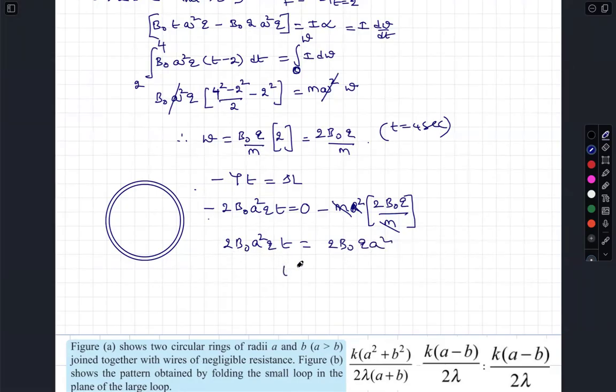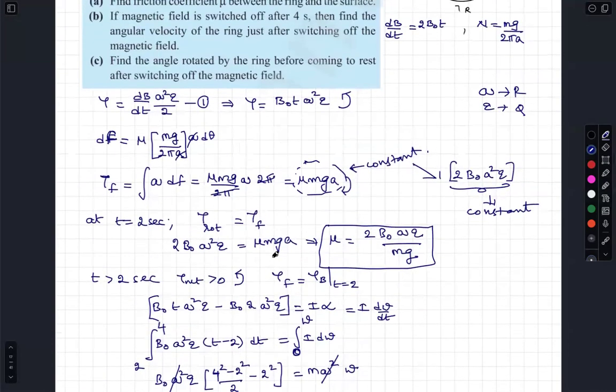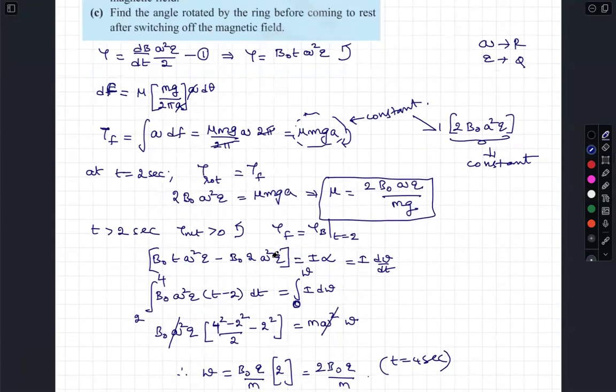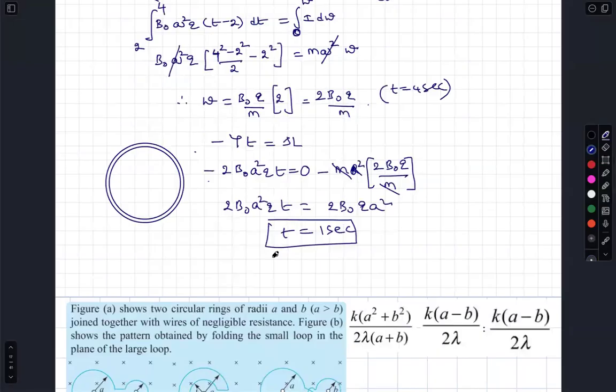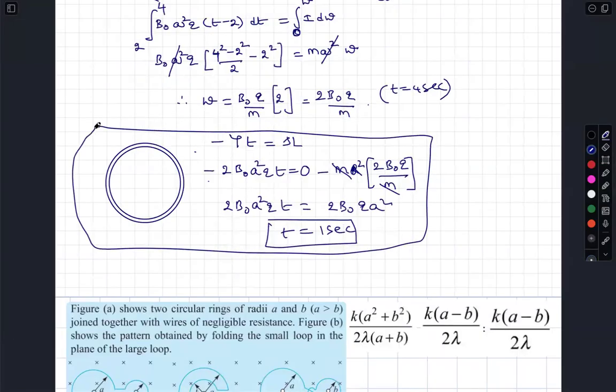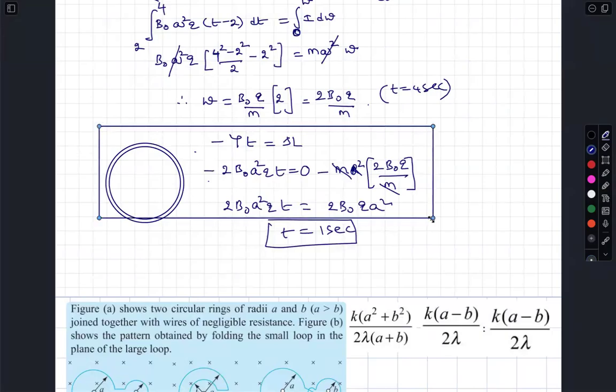Or yeah, three terms, one second after switching off. Don't take that as one second. What is the question that you want? The angle rotated by the ring before it comes to rest after switching off the magnetic field. Okay, unnecessarily, but okay, fine. Multi-correct answers, so they may use it for some other purpose.